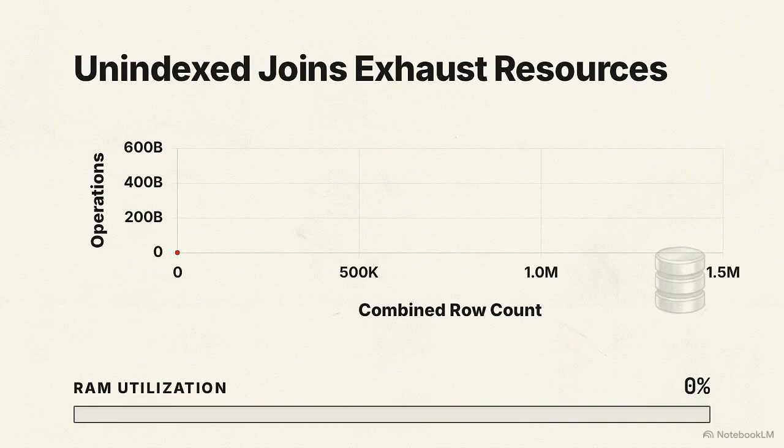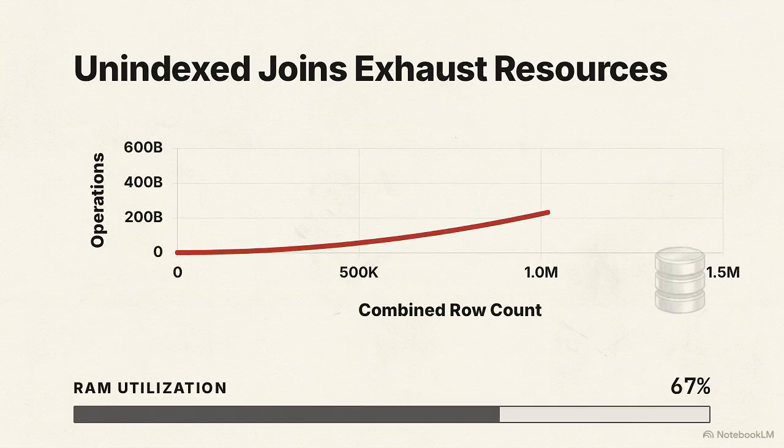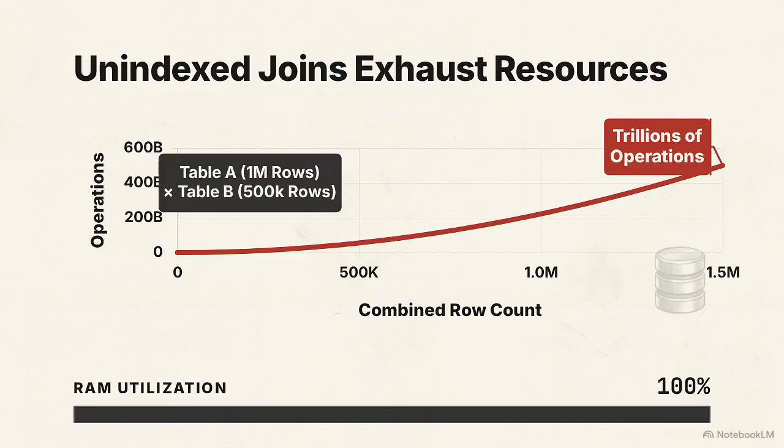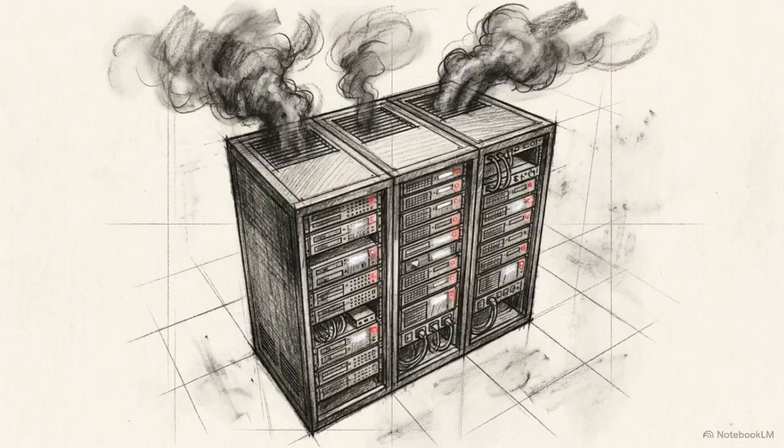This graph visualizes the computational cost of a severe mistake, joining a 1 million row table to a 500,000 row table on unindexed columns. Without an index to guide the search, the engine checks every possible combination. That creates an n times m time complexity, resulting in trillions of operations and a likely systemic failure.